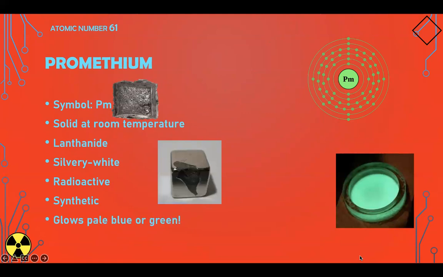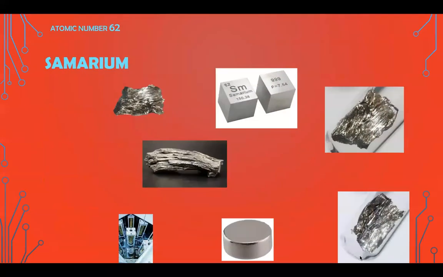Promethium glows a pale blue or green because of its radioactivity. So basically, due to its radioactivity, promethium decays a bit faster than other elements, and that's what results in the glow. The shooting of alpha, beta, and gamma particles results in this. Promethium is now used for research to make some solar cells, etc.